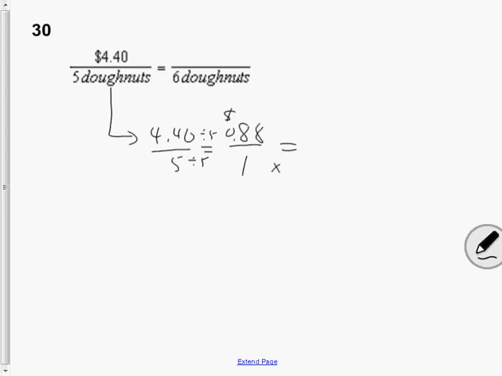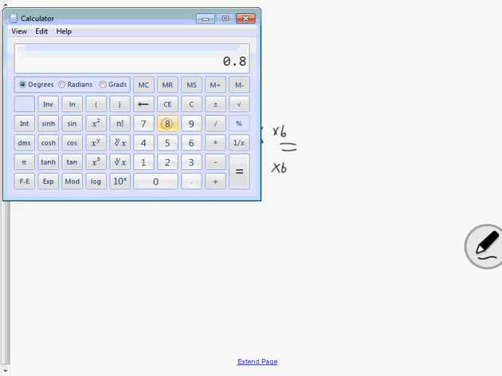And therefore, if you multiplied it by 6, you would find out that it's... Oh, I can't do that in my head. My brain's not working today. 88 cents times 6 would mean it's $5.28 for 6 donuts.